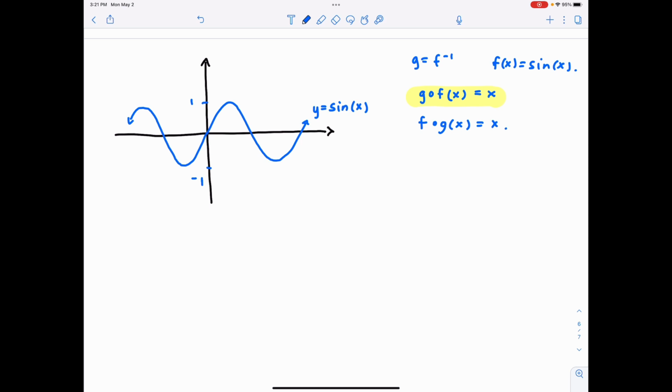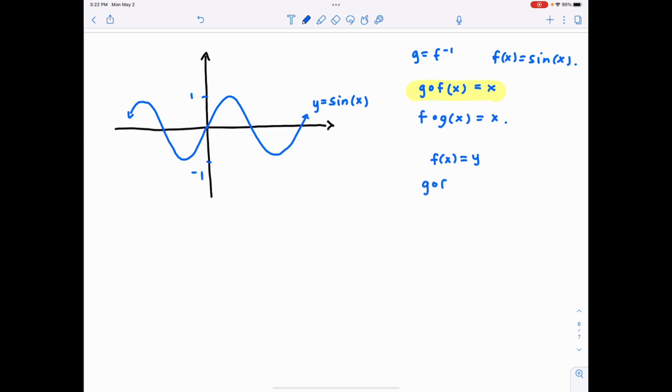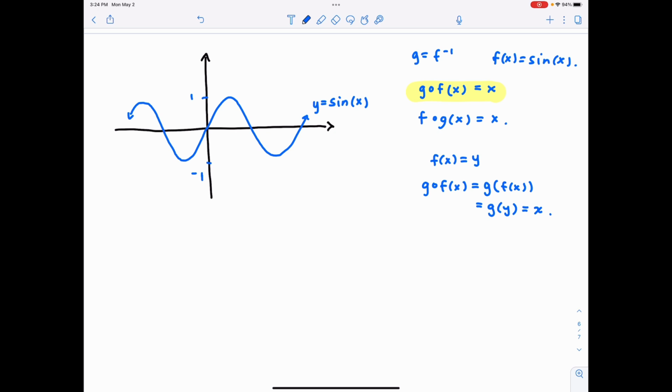So looking at this top composition, this is telling us that, let's say, f of x is some y value. So I plug an x value into sine, and I get out the y value. Then if I talk about g composed with f of x, that's supposed to be g of f of x, which is g of whatever that y value is, but x is supposed to come out. So this tells me that when I plug an x into f of x and get the value that comes out on the graph of sine, g is supposed to then accept that y value and take me right back to the x that put me there.